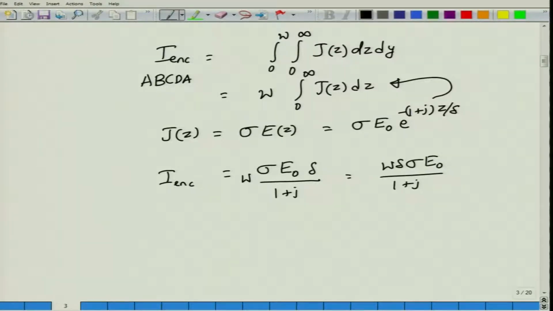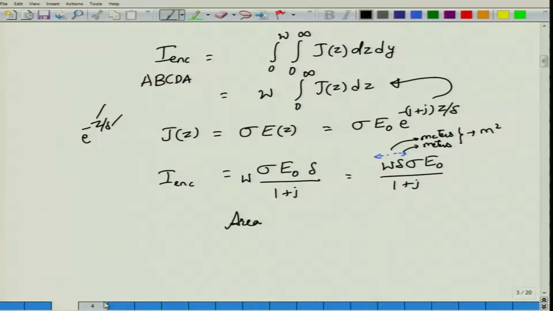Now look at this term W into delta. What is the unit of W? Well, W is the distance unit, so it is measured in meters. What is the unit of delta? Delta again has to be measured in meters. Why? Because you have e power minus z by delta. Z is in meters, therefore delta also has to be in meters. So what will happen when you take the product of these two? This will give you meter square. And what is the quantity which has a unit of meter square? That is area. Correct? Area has meter square.